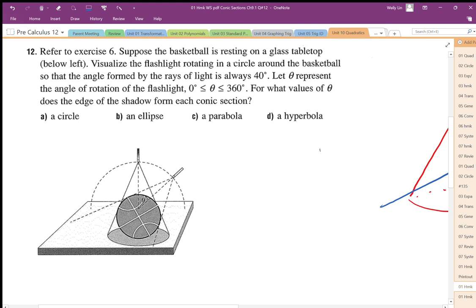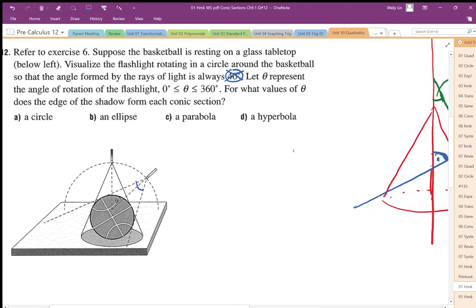It seems here that the answer is incorrect because they say that the angle formed by the light rays is always 40 degrees, but the answer is based on a 90-degree angle made with those light rays. So I think this is incorrect based on the answer that's given in the answer key. I'm also going to show you an animation of this.